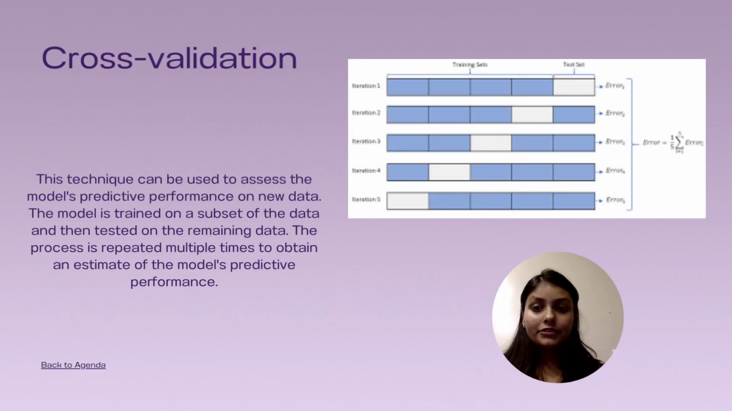Lastly, we have cross validation. This technique can be used to assess the model's predictive performance on new data. The model is trained on a subset of the data and then tested on the remaining data. The process is repeated multiple times to obtain an estimate of the model's predictive performance.